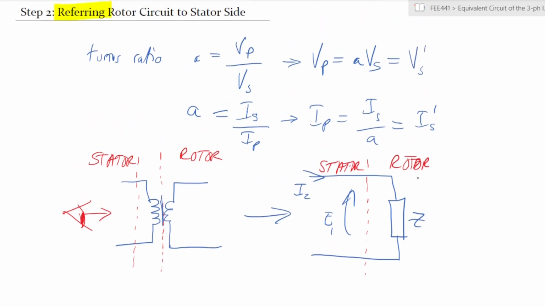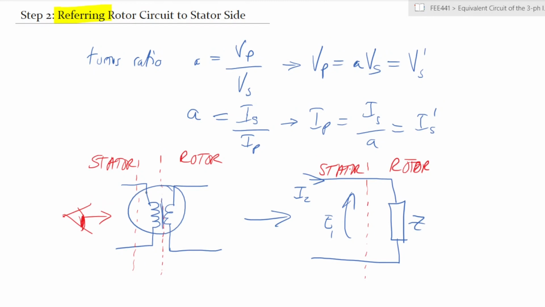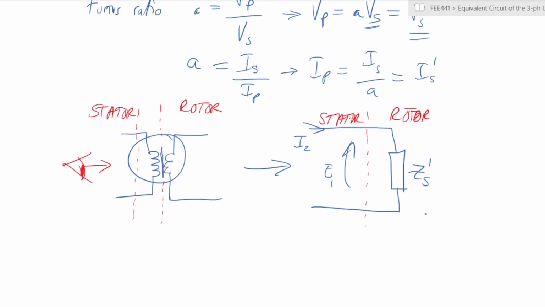But that Z is acting through your ideal transformer. So it is transformed from the rotor side. The actual voltage at the secondary side is transformed into a referred one at the voltage side. So this Z is a referred impedance from the stator side, or from the rotor side. So it is a ZS with a prime. And it will be given by Vs prime over Is prime. Okay. So what are we trying to say here?